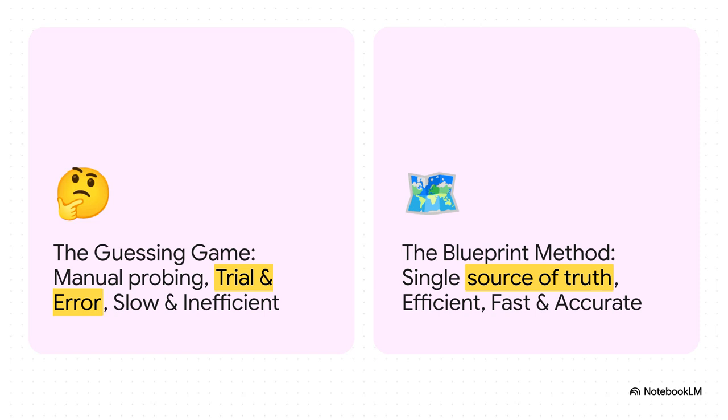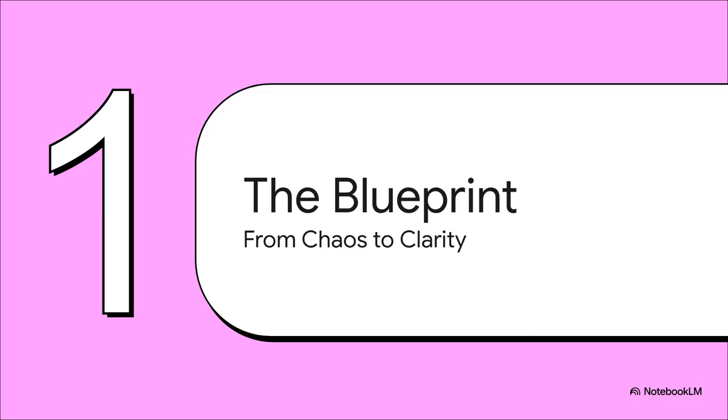Now let's compare that to the blueprint method. Here, we have a single source of truth. Everything becomes predictable, efficient, fast, and accurate. It's literally the difference between fumbling around in the dark and just flipping on the lights. So what is this magic blueprint I keep talking about? It's the OpenAPI Specification. This is the document that's going to bring order to that chaos and give you a crystal clear, structured guide to the entire API you're testing.